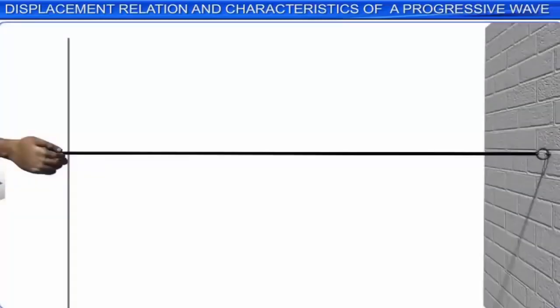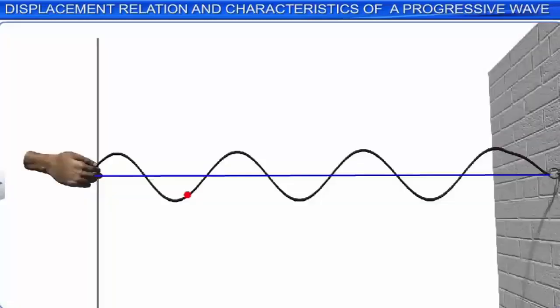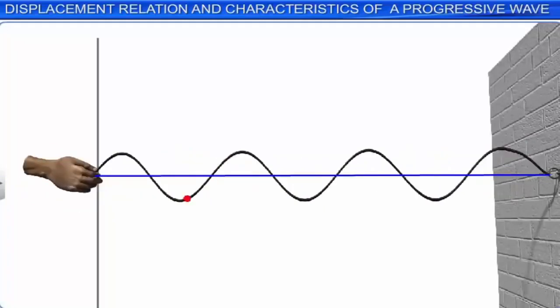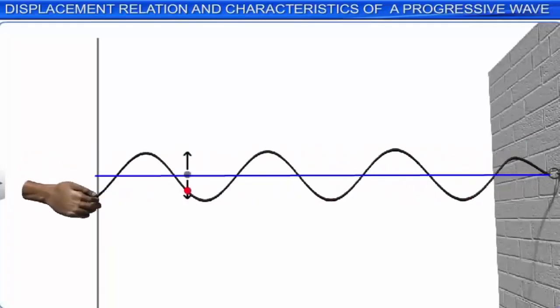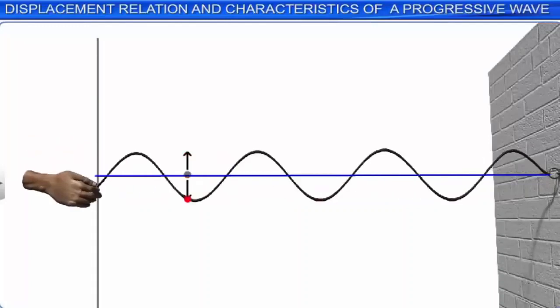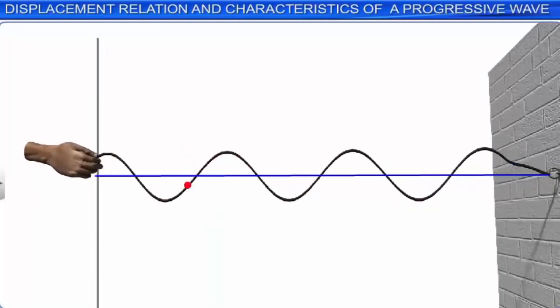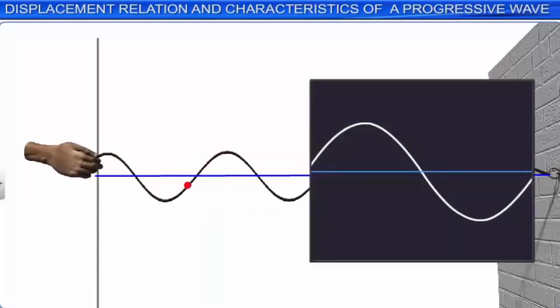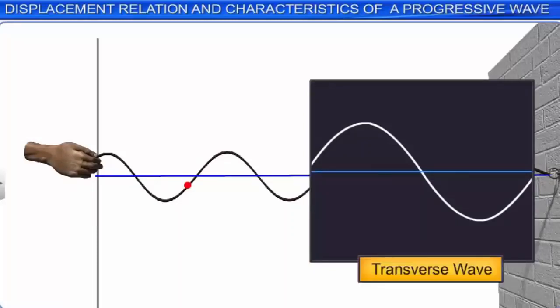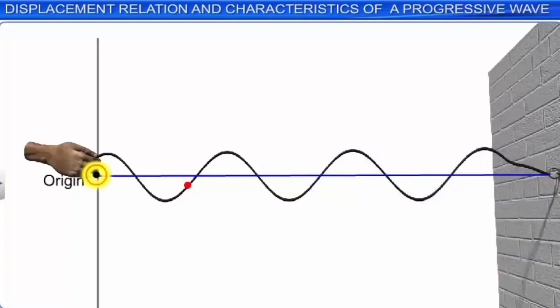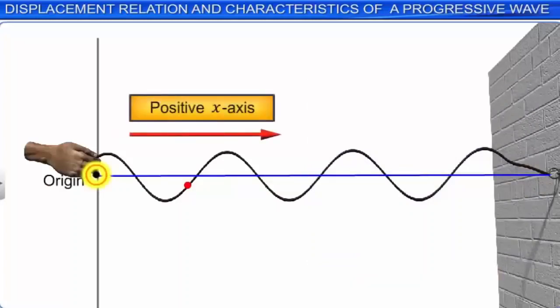The points of maximum positive displacement are called crests, and the points of maximum negative displacement are called troughs. The maximum displacement of the particles from their equilibrium or mean positions as the wave passes through them is called the amplitude A. As A represents only the magnitude, it is always a positive quantity even if the displacement is in the negative direction.